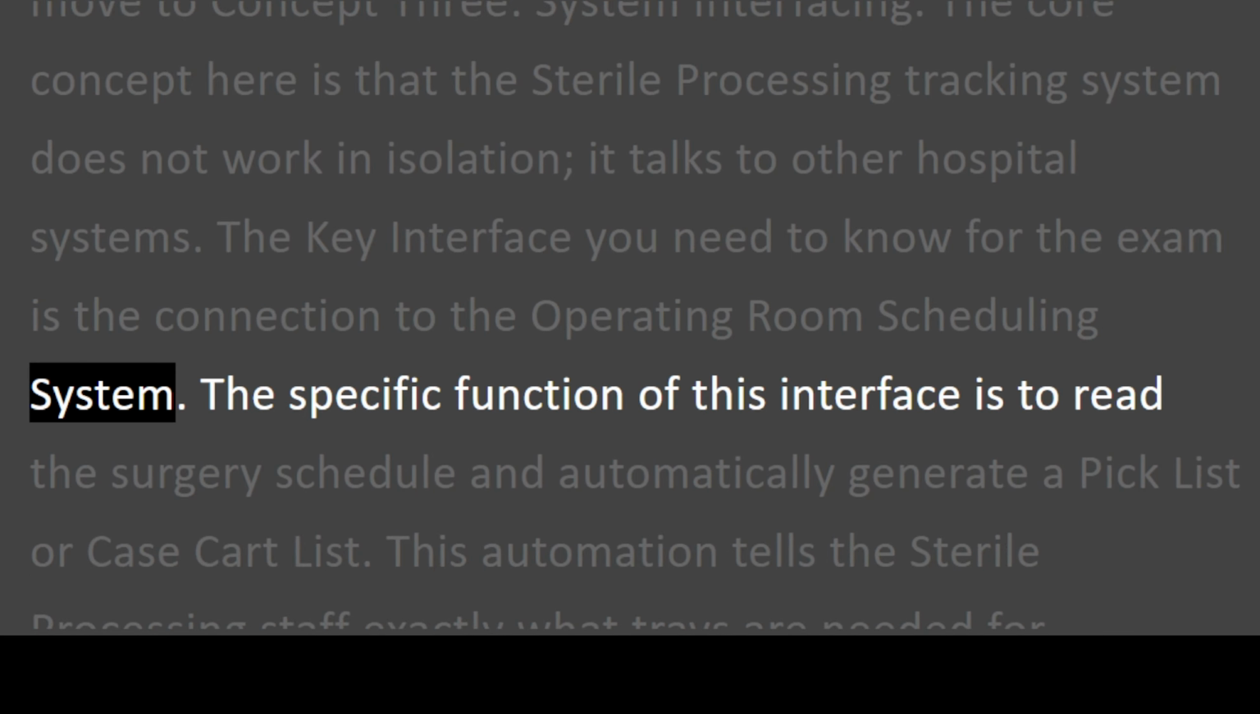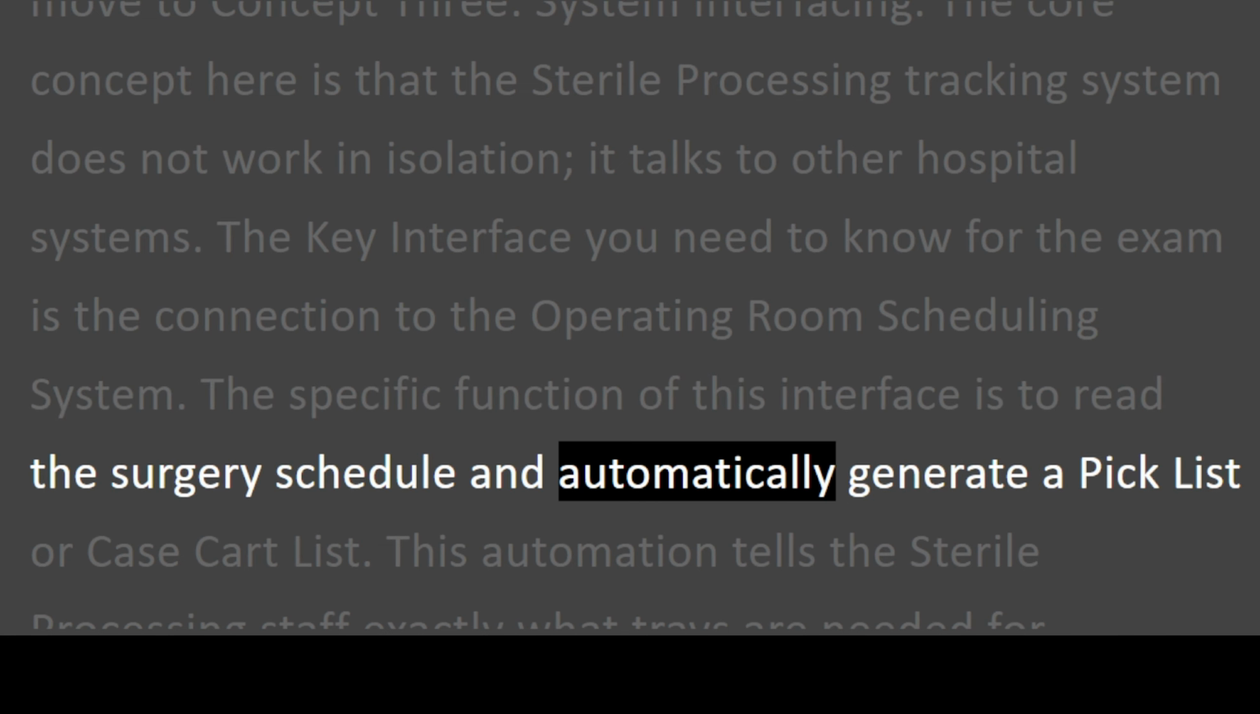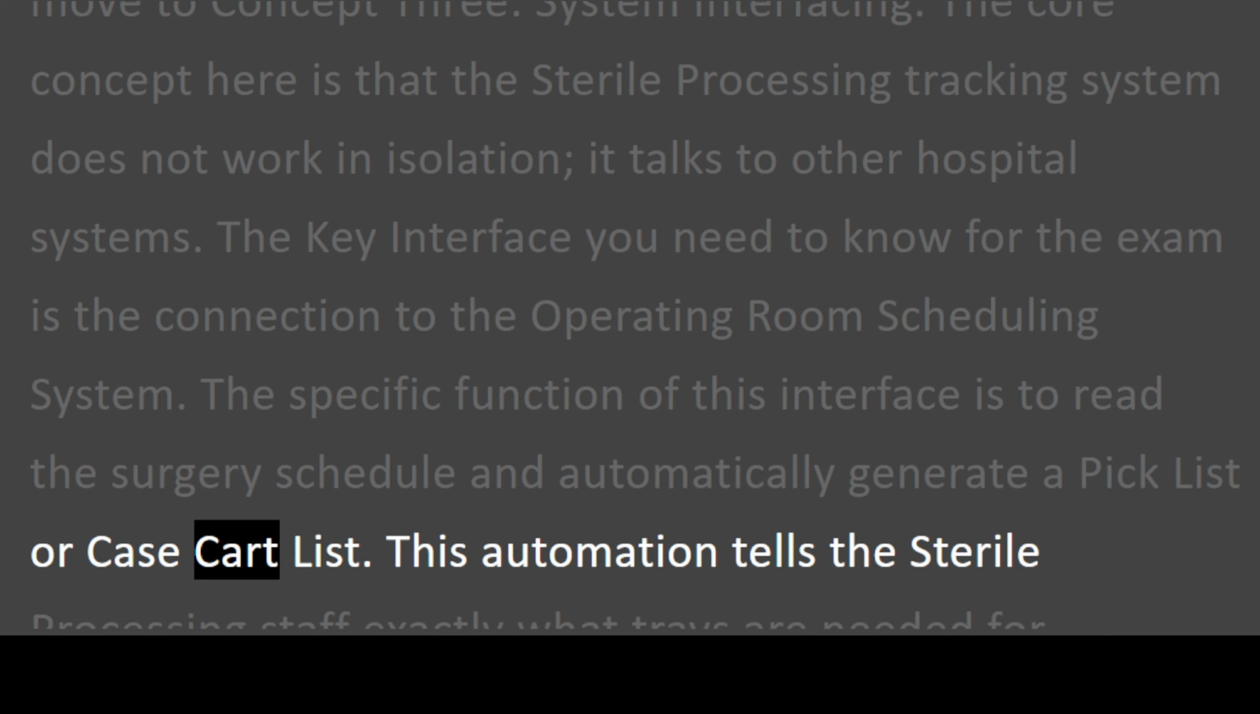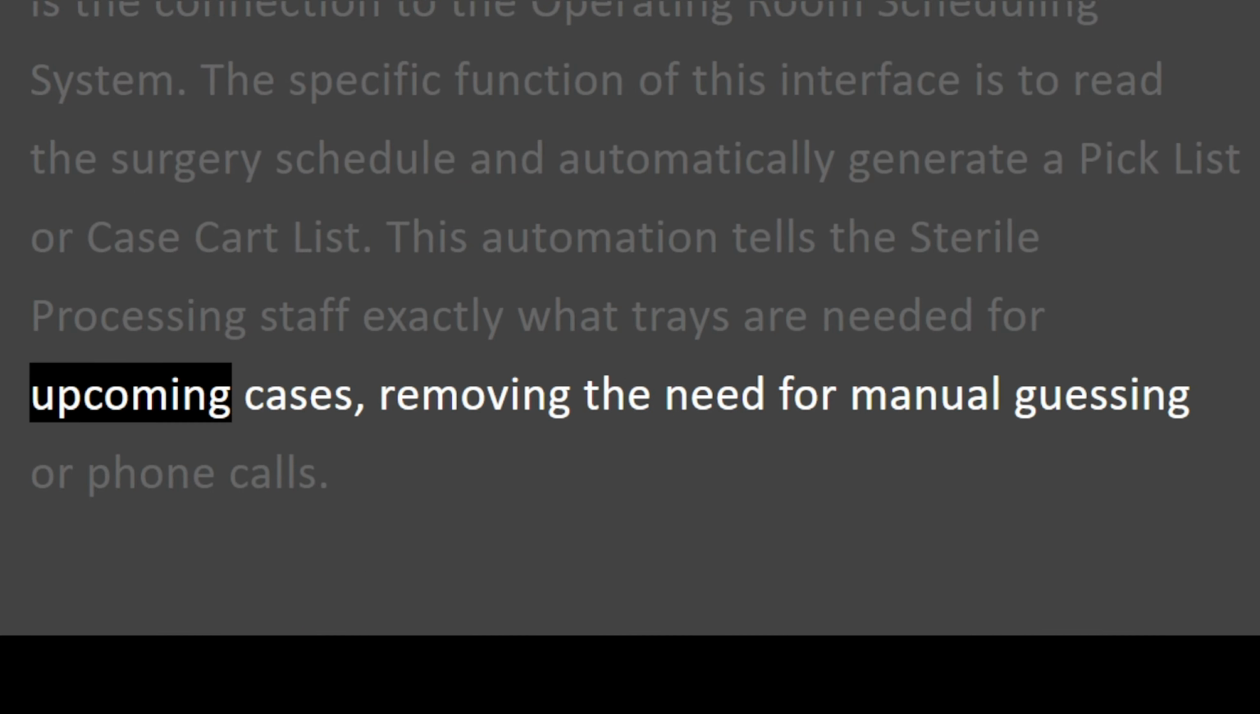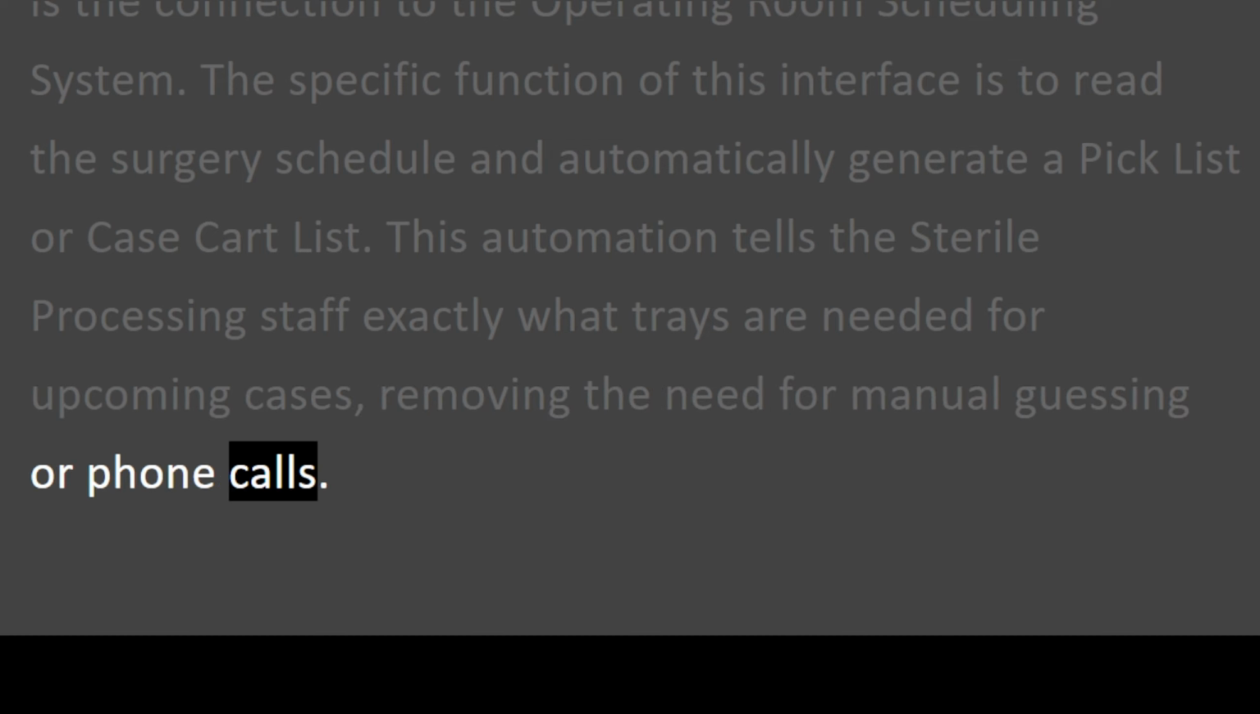The specific function of this interface is to read the surgery schedule and automatically generate a pick list or case cart list. This automation tells the sterile processing staff exactly what trays are needed for upcoming cases, removing the need for manual guessing or phone calls.